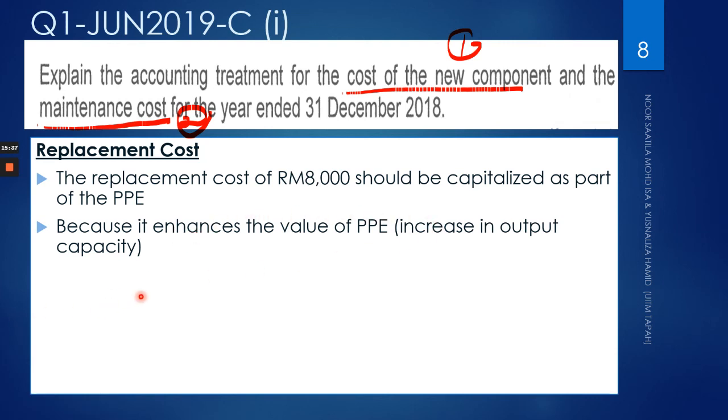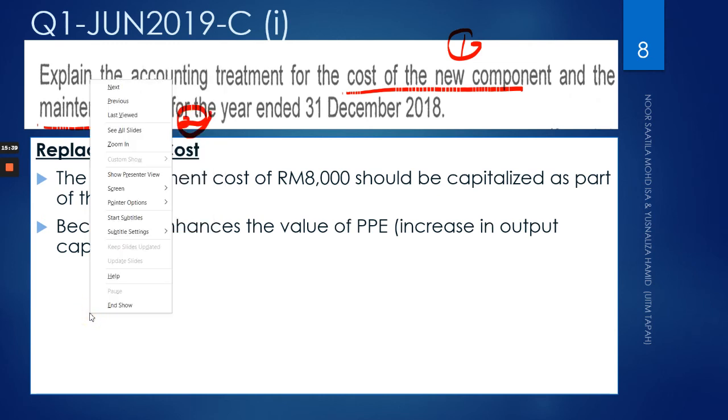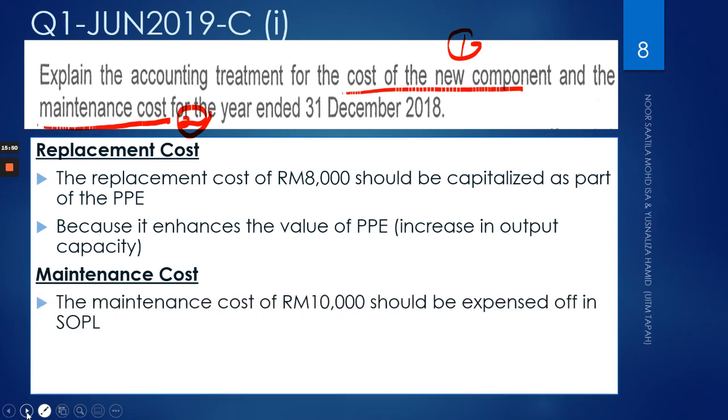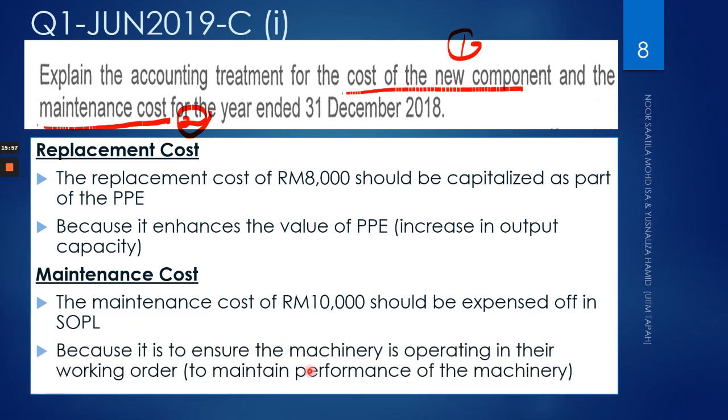And then next, the maintenance cost, it will be expensed off. Why? Because it is just incurred to maintain the performance without improving the standards in a way that enhances the value. So this will have to be expensed off as incurred in the year.